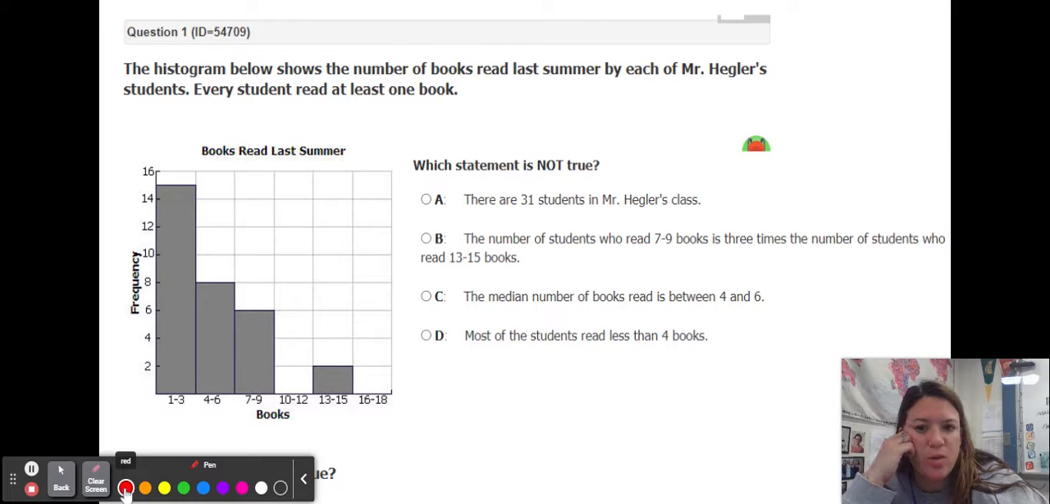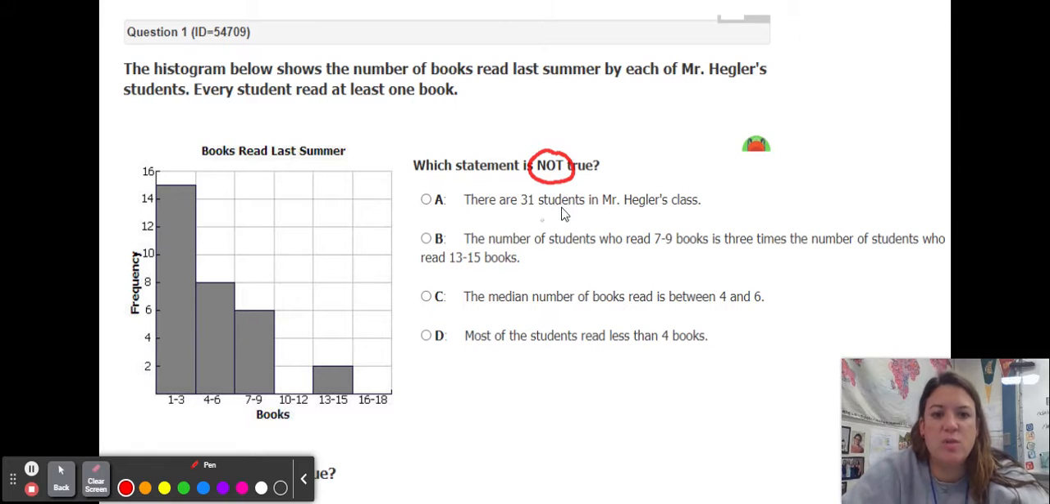All right, this is number one. The histogram below shows the number of books read last summer by each of Mr. Hegler's students. Each student read at least one book. Which statement is not true? So first of all, notice the word not. Okay, so we're looking for the false statement.